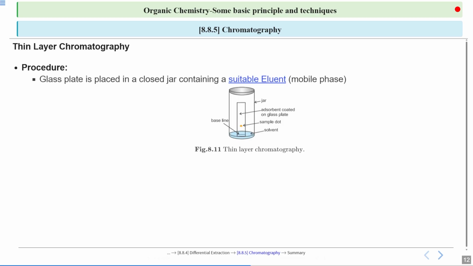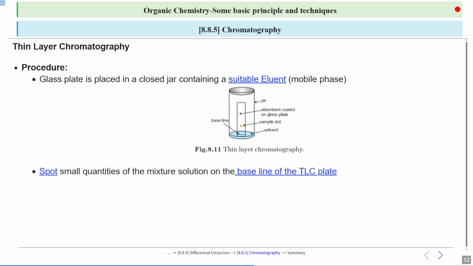If you just remember this diagram, the first part that you will do is place a glass plate in a closed jar containing a suitable eluent. Eluent is basically referred to as your solvent. Again, as I told you, the solvent will act as the mobile phase. Then next, we will spot a small quantity of the mixture solution onto the baseline of the glass plate. After spotting, put the TLC plate in the closed jar that you have taken containing the appropriate solvent.